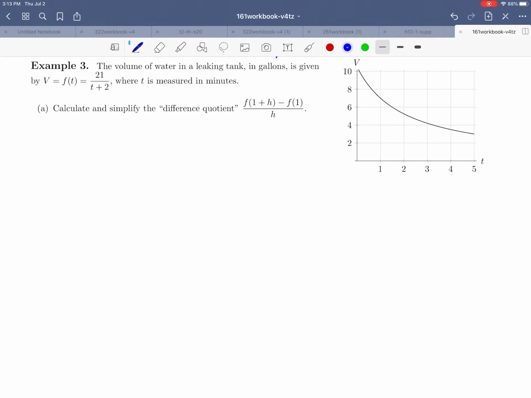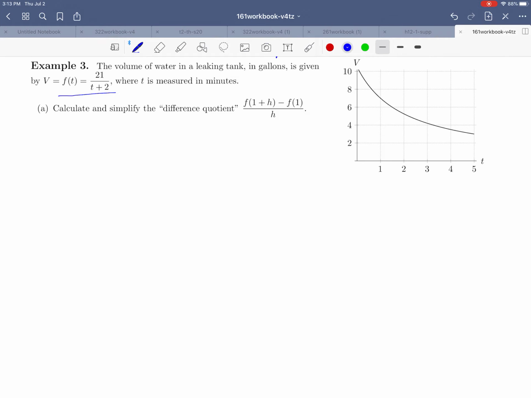Okay, so what's the situation in this example? We have water in a tank. The tank is leaking. Water is leaking out of the tank. And the volume that's remaining in the tank after t minutes is given by this formula right here. F of t equals 21 over t plus 2.